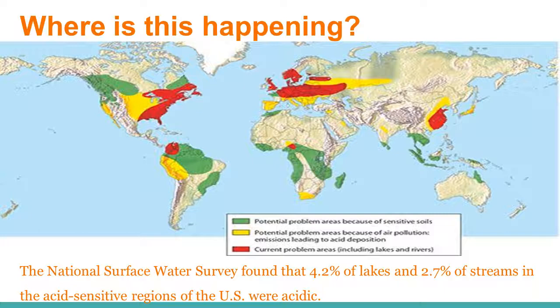This map depicts different areas that have sensitive soils where acid rain and even acid mine drainage can cause further detriment. The areas shaded in red depict current problem areas, including lakes and rivers. The areas shaded in yellow depict potential problem areas because of air pollution and emissions that lead to acid rain. The areas depicted in green depict potential problem areas because they have sensitive soils in those regions.